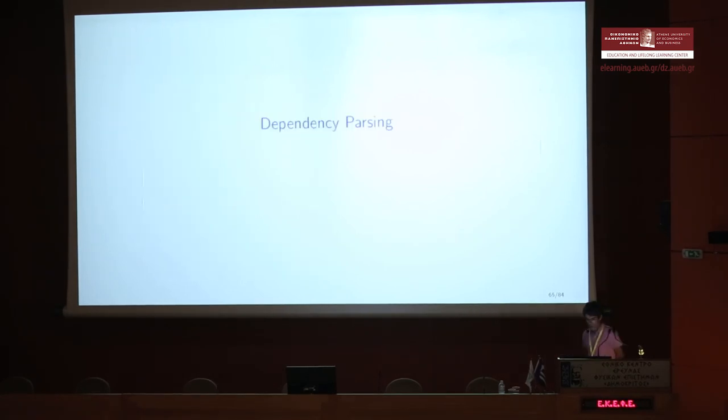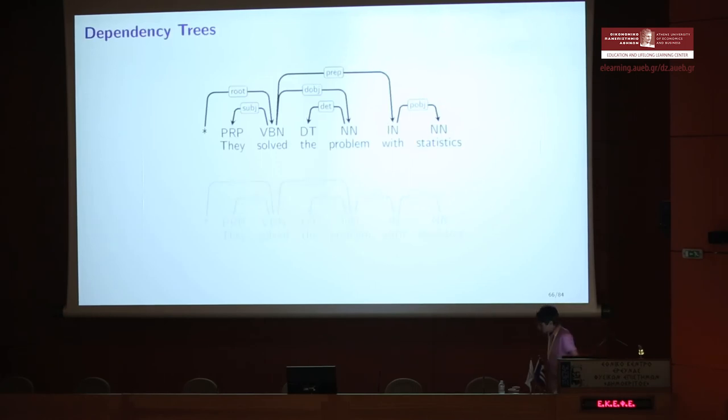So, okay, dependency parsing. What is dependency parsing? Dependency parsing is associating a sentence with a tree that encodes the syntactic components and relations in the sentence. That's syntax in general, but when we are using dependencies, the way we represent syntax is in the form of these arcs, which are called dependencies. We assume that there is a root word that points to the main word of the sentence, which is typically the verb, solved.